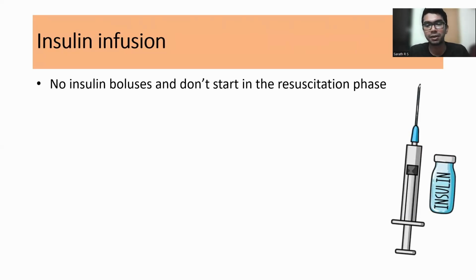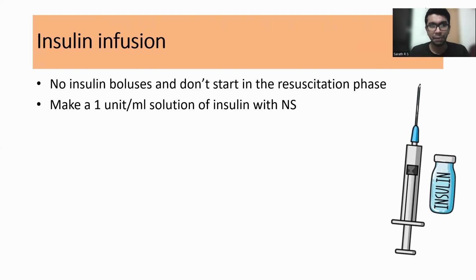And always remember, don't give insulin in the initial hour of resuscitation. That's because if you give insulin along with the fluid bolus, it will rapidly reduce the serum osmolality, which will precipitate cerebral edema. So wait for 1 hour, let the bolus finish, only then you start insulin. Make a 1 unit per ml solution of insulin in normal saline. You can take 50 units of insulin in 50 ml saline or 40 units of insulin in 40 ml saline and start infusion at 0.05 to 0.1 units per kg per hour.